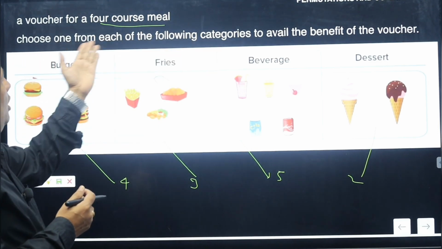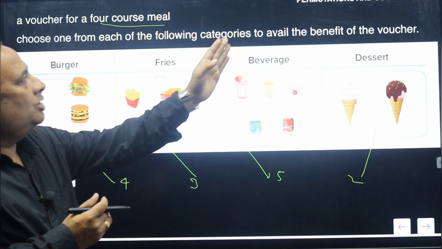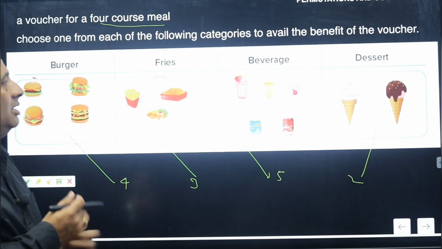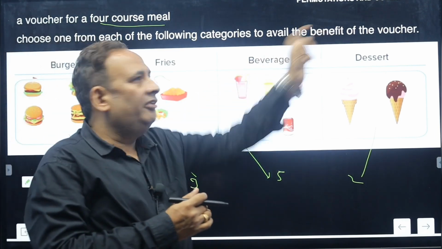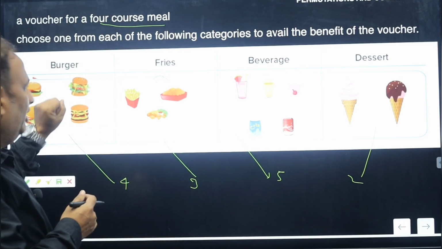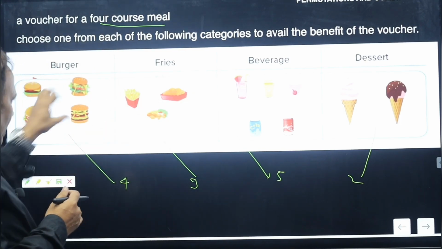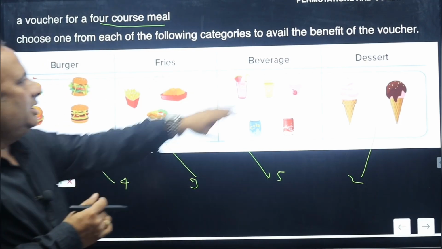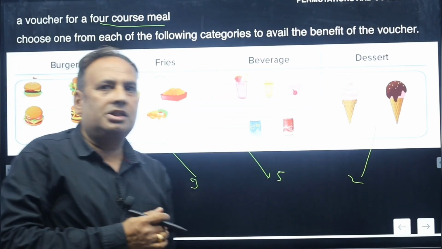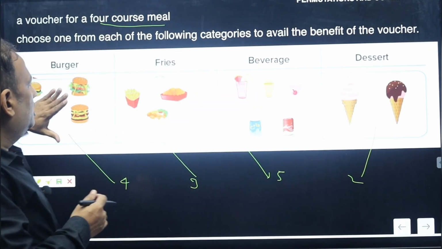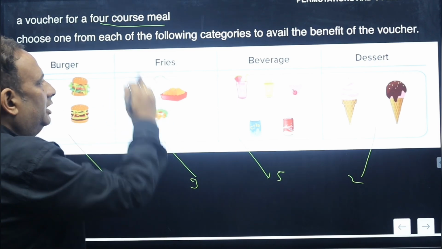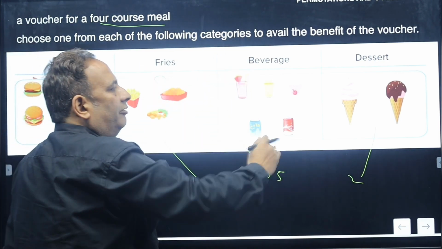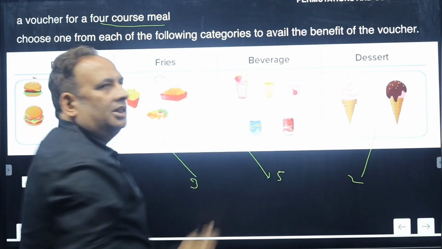benefit from this voucher? Choose one from each of the following categories to avail the benefit of the voucher. It means we have to select one from each; we can't leave any category. We have to select any one burger, any one fries, any one beverage, and any one dessert. All 4 burgers can link with all 3 fries, and each fries can link with all 5 beverages, and like that to dessert.